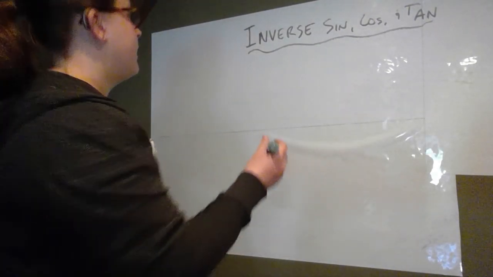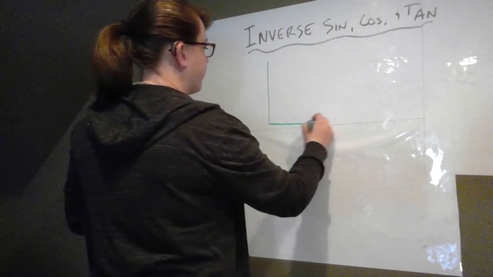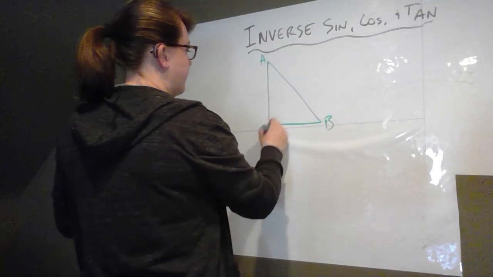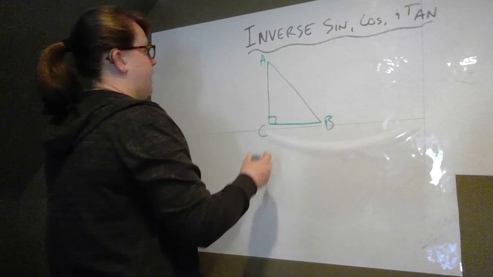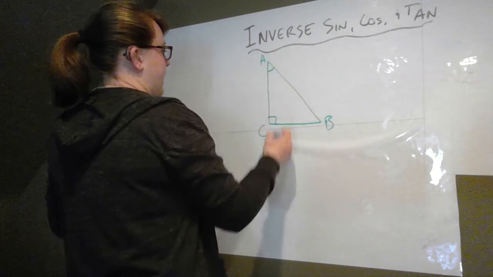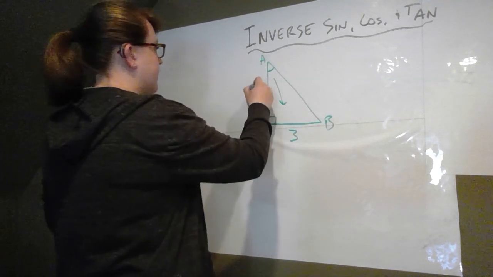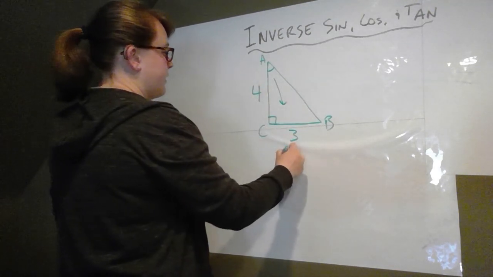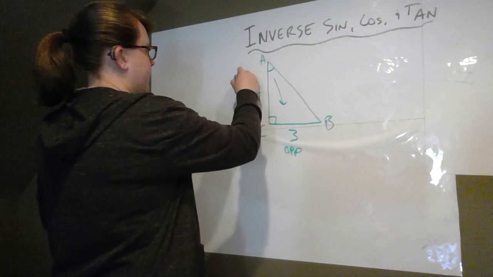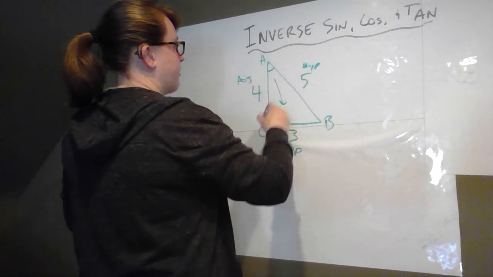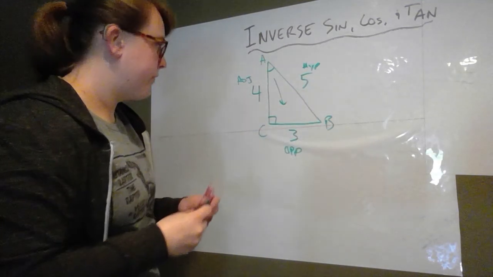So if you think about a right triangle and what we've learned so far with sine, cosine, and tangent, we have angles A, B, C for this right triangle. If I'm looking at angle A, this would be the opposite side. I'm going to say this is 3 units long. This would be the adjacent side to angle A at 4 units long. And this would be the hypotenuse since it's across from the right angle, at 5 units long.